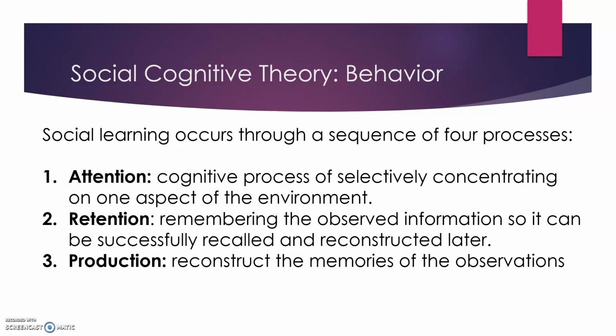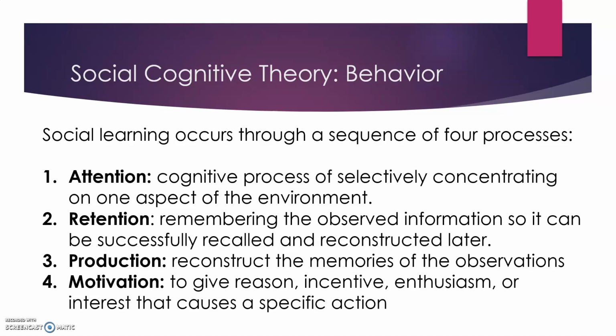And third one is a process where you are going to retrieve this information and reconstruct the memories of observations and put it into use. So it is a process of output. You want to create something using the memories, using the information stored in your mind. The last one is the motivation. That is any reason, any incentive, enthusiasm, or interest that would cause a specific action. So these are the 4 steps for us to do a social learning.